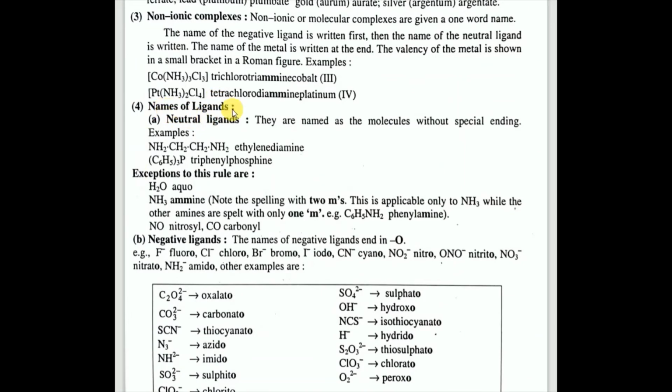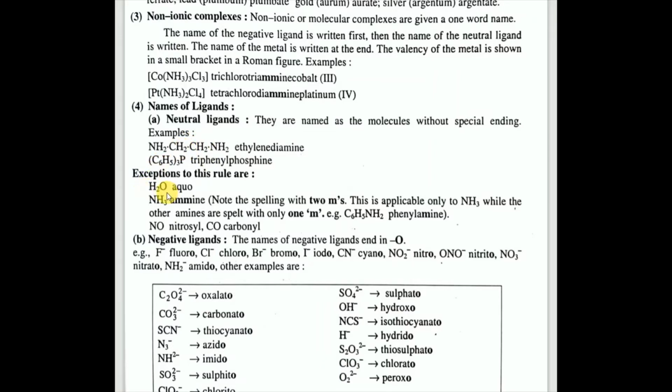Friends, there are different types of ligands: neutral ligands, positive ligands, and negative ligands. So when we write the name of neutral ligands, we simply write the name of that neutral ligand. See here, if ethylenediamine is the ligand, we simply write the name ethylenediamine. Ethylenediamine is a neutral ligand. Then triphenylphosphine is a ligand, we simply write the name triphenylphosphine. When we write the name of a neutral ligand directly, there are again some exceptions. So these exceptions are here.